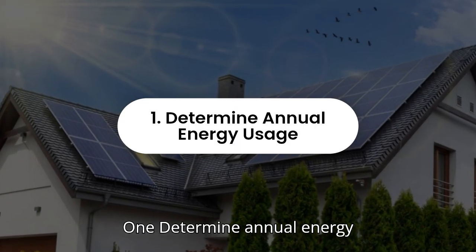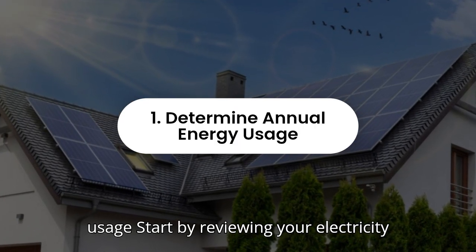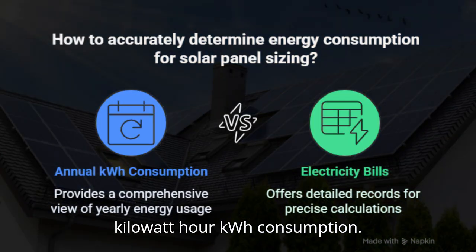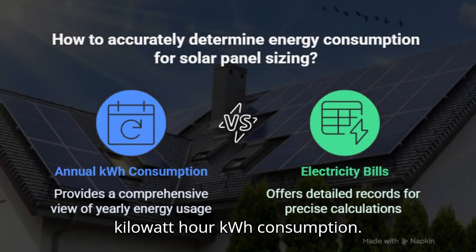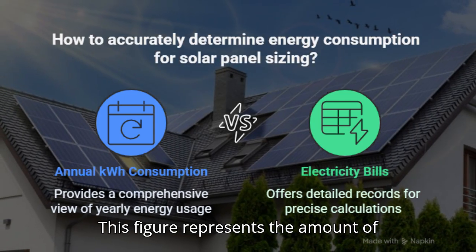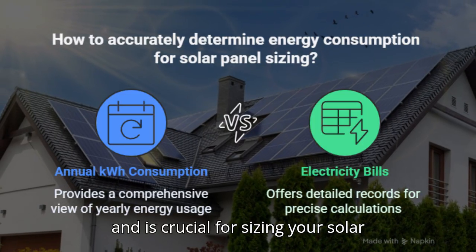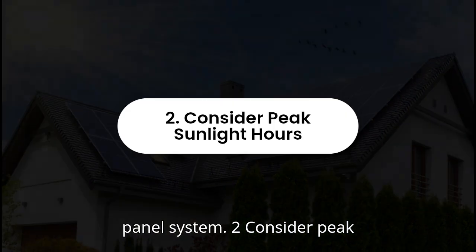1. Determine annual energy usage. Start by reviewing your electricity bills to calculate your total annual kilowatt-hour (kWh) consumption. This figure represents the amount of energy you use over the course of a year and is crucial for sizing your solar panel system.